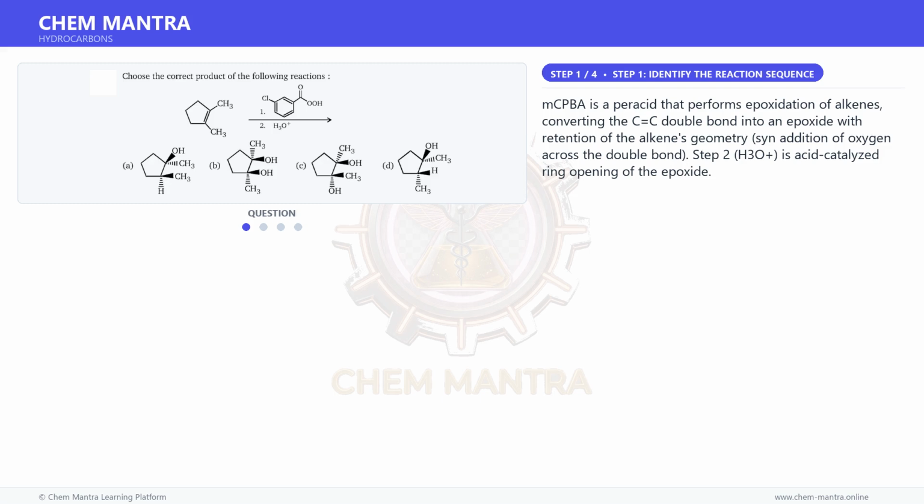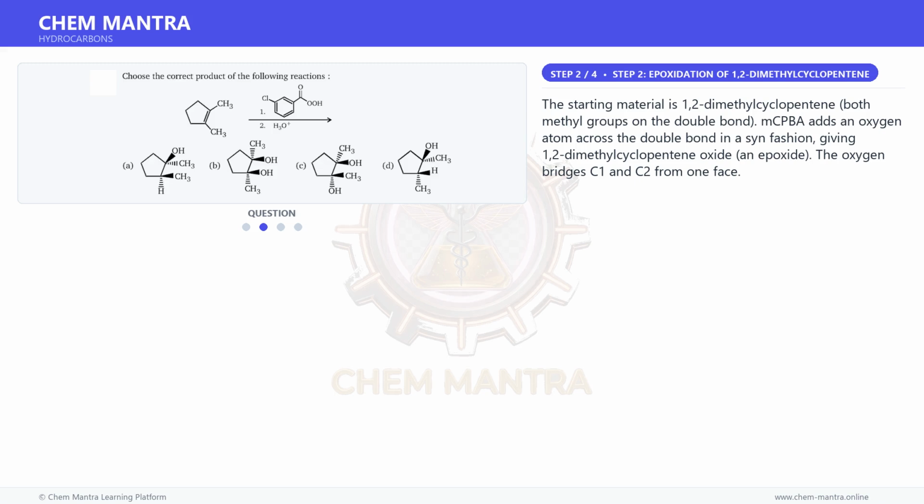mCPBA is a peracid that performs epoxidation of alkenes, converting the C=C double bond into an epoxide with retention of the alkene's geometry, syn addition of oxygen across the double bond. Step 2, H3O+, is acid-catalyzed ring opening of the epoxide.